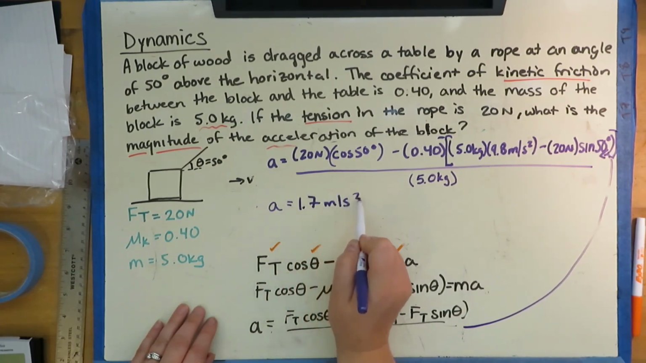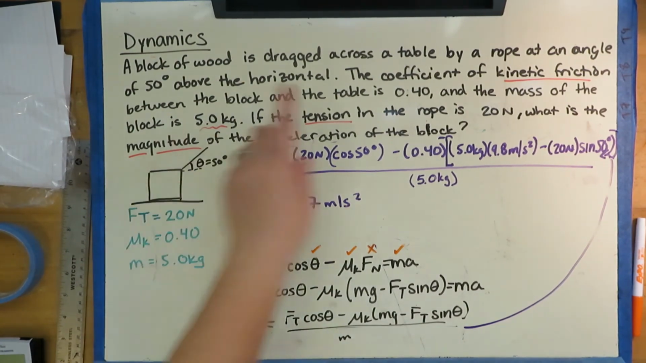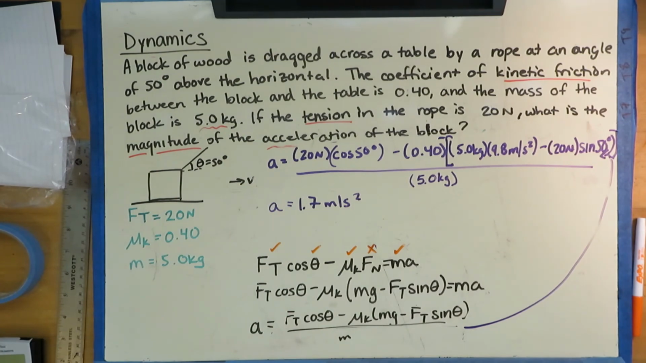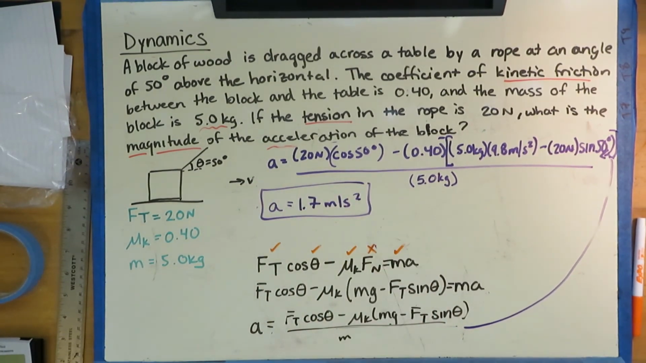I just used sig figs for my answer. You could do 2 to 4. That's because the numbers represented are approximately 2 sig figs on average. And then I boxed my answer to make it really obvious to someone that I understand what my answer is. Now, because it was asking for magnitude, I do not need a direction. So that is how you solve dynamics problems.